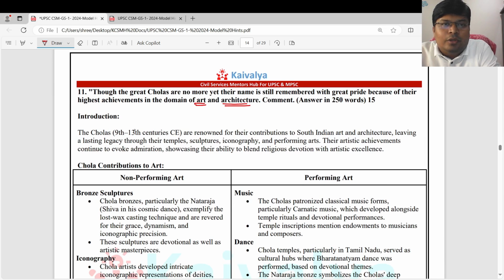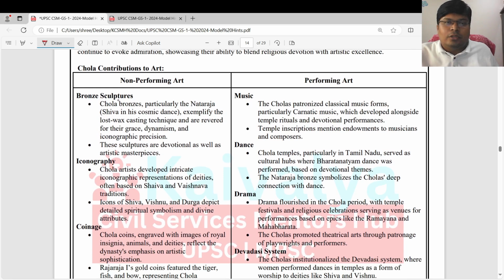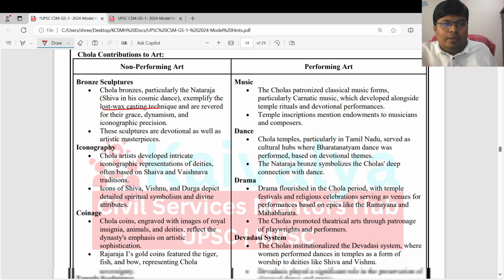So again, in the introduction, you are supposed to write down the duration of the Cholas and their main contribution in the context of the Dravida type of temple architecture. Then, Chola contribution to art. You can classify it into two parts: performing arts and non-performing arts. In non-performing arts: bronze sculpture, Nataraja Murti, and also the lost-wax casting technique. These keywords you are supposed to write down over here.